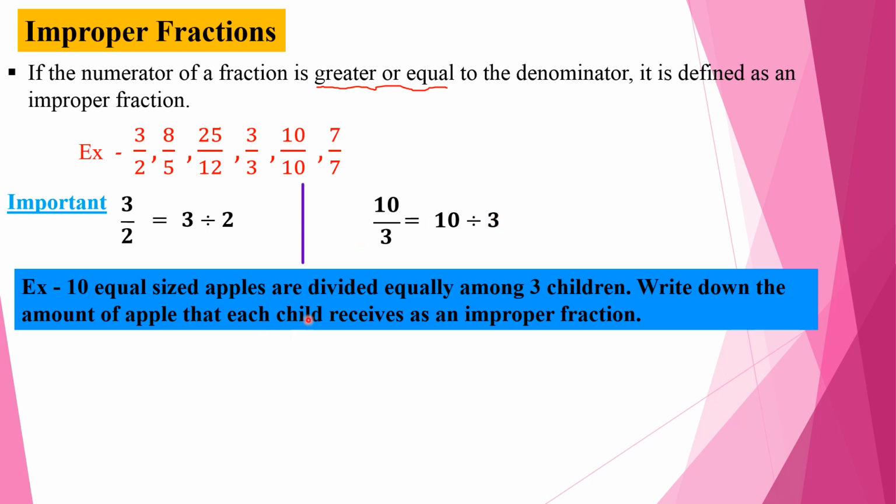Let us discuss this question. 10 equal size apples are divided equally among 3 children. Simple case. Write down the amount of apple that each child receives as an improper fraction.